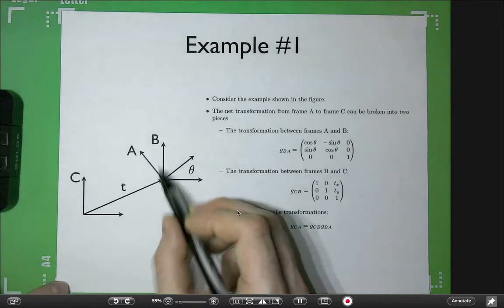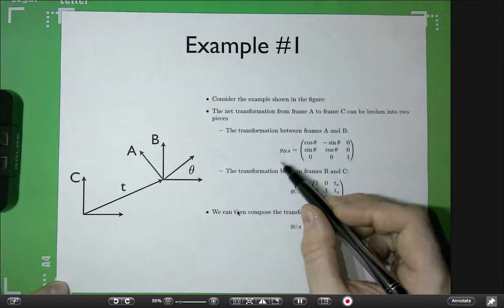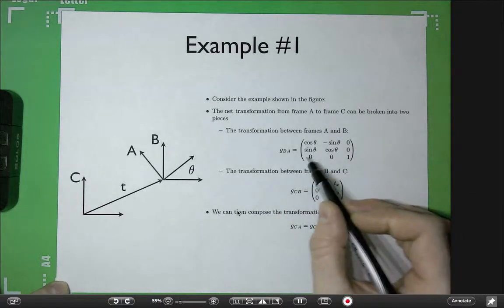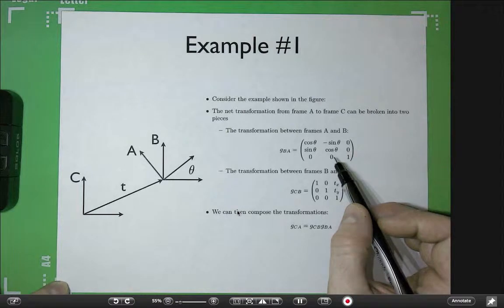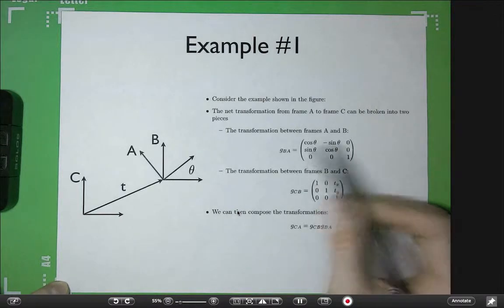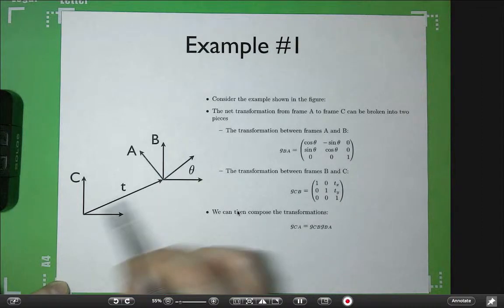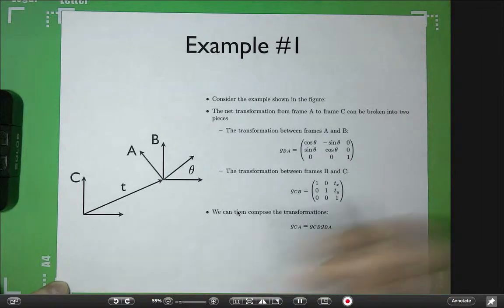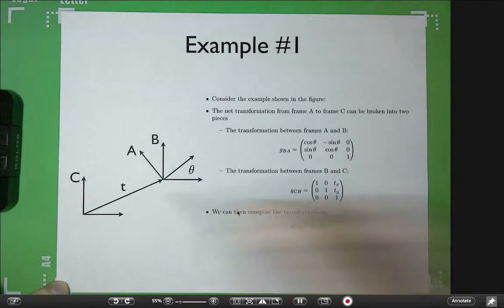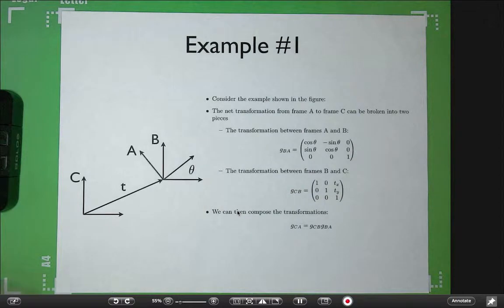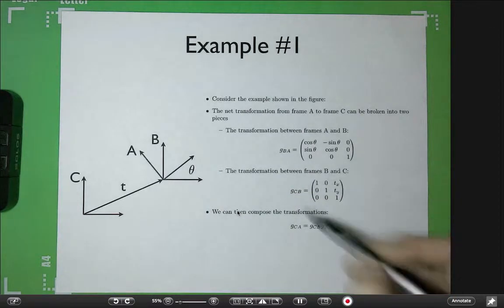So if the transformation between A and B is a rotation, we know what the matrix looks like. We just need to know the rotation angle theta, and we can compute this matrix. The same thing for the transformation between B and C. All we need to know is this vector, the t, which has two components, tx and ty. If I know them, I can define the matrix.